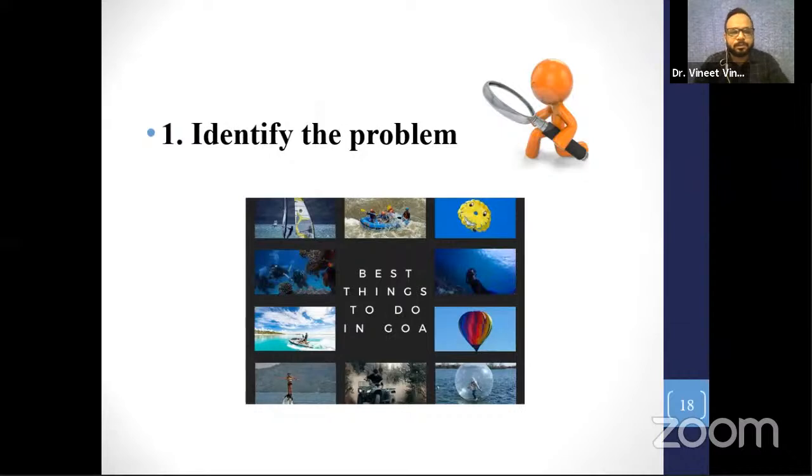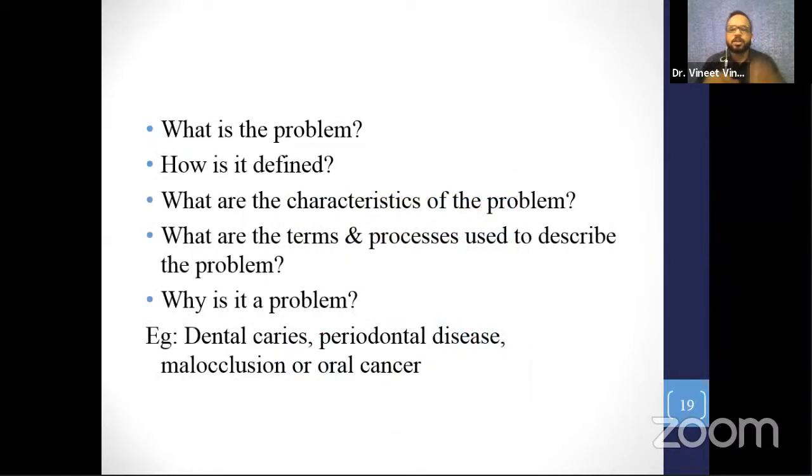Okay. Coming to identifying the problem. The problem is there are a lot of best things to do in Goa. I am not able to do them. That is my problem. That is identifying the problem. So what is the problem? How is it defined? What are the characteristics of a problem? What are the terms and processes used to describe the problem, and why is it a problem? This is what is called as identifying the problem.